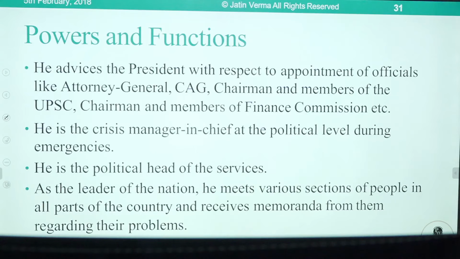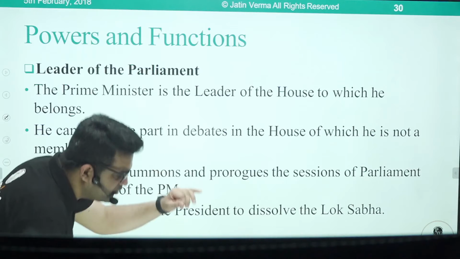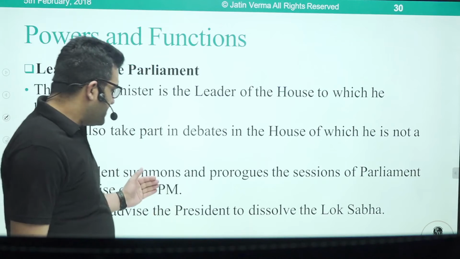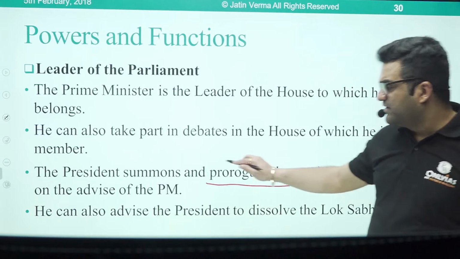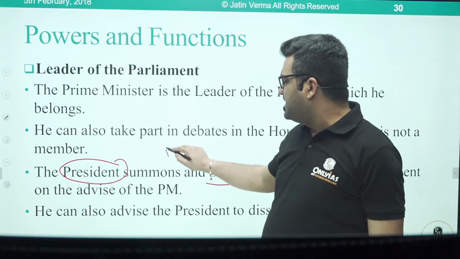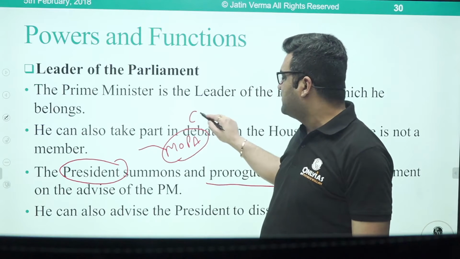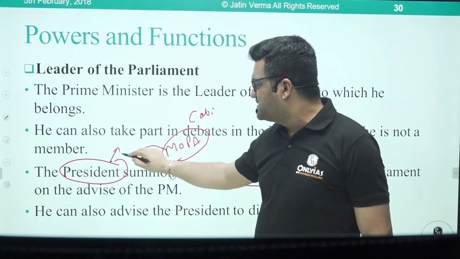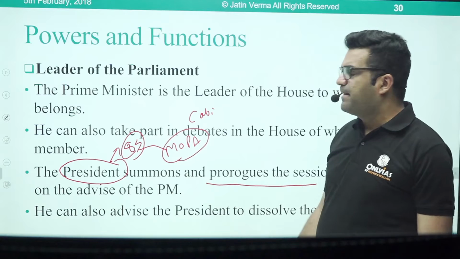Now, leader of the Parliament. The Prime Minister is the leader of the house to which he belongs. He can also take part in the debates in the house of which he is not a member. So he can sit in both Lok Sabha or Rajya Sabha. Okay. So the Prime Minister summons and prorogues the sessions of the Parliament, even though the President does it, but it is on the aid and advice of the Ministry of Parliamentary Affairs or the Council of Ministers or the Cabinet. The President does this job of summoning and proroguing under Article 85 of the Constitution.